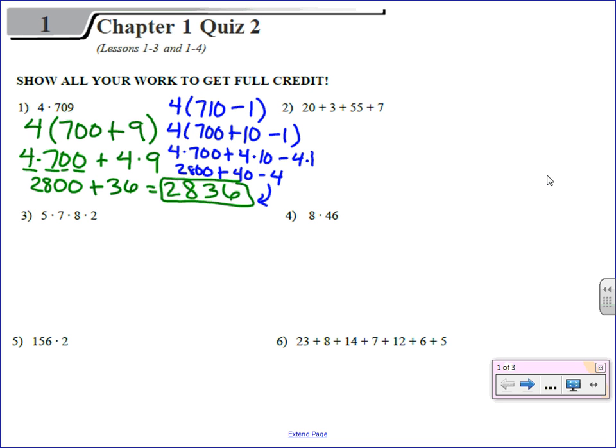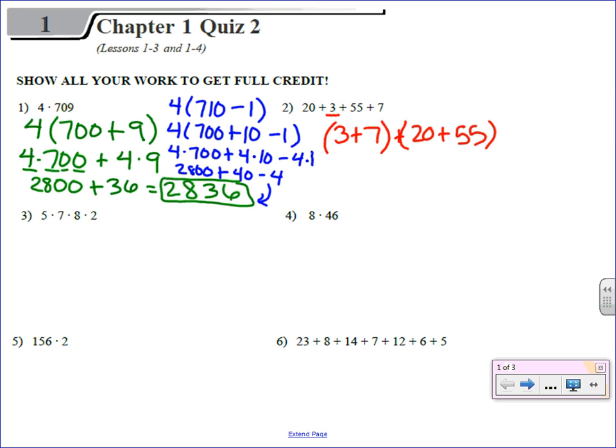In number 2, we're going to deal mostly with the commutative and associative properties. And what those are basically reordering numbers so that it's easier to add them in your head. So when I see this 3, I'm hoping that there's a 7 so that 3 and 7 make 10, because when I'm dealing with 5s and 10s, it's really easy to add in my head. So I'm going to put the 3 next to the 7, and then the 20 plus 5 over here. I can do that by the commutative property. Then I'm going to add 3 and 7 first, and I'm going to add 20 and 55 together.